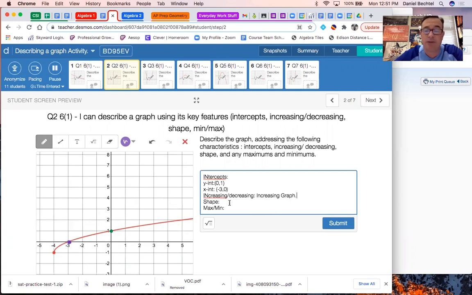Now we talk about the shape. I'm just going to say that this is a curve going up, because I don't have the name of this. Now I could tell you the name of this, but I don't want to do that right now. Right now, I just want you to think about the way that the shape works and describe it.